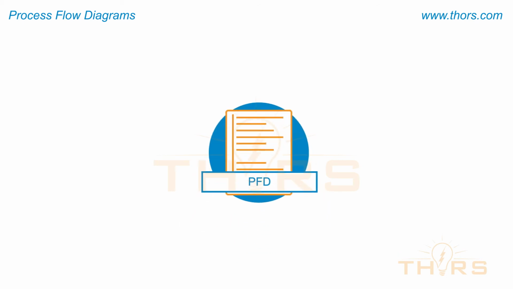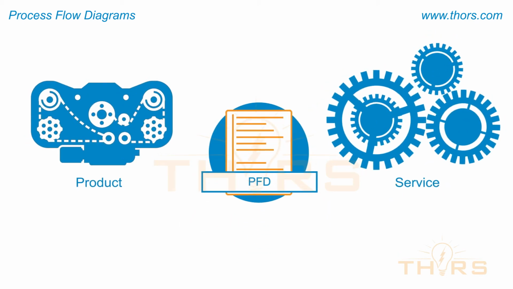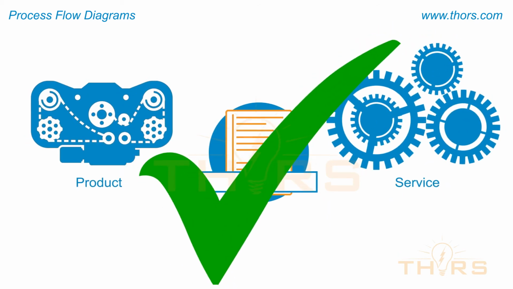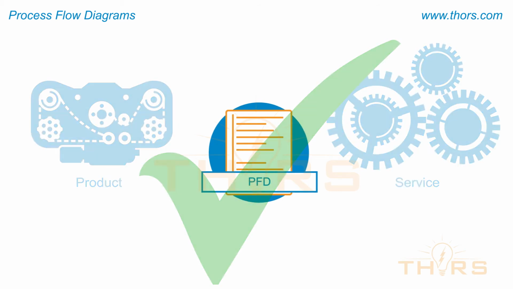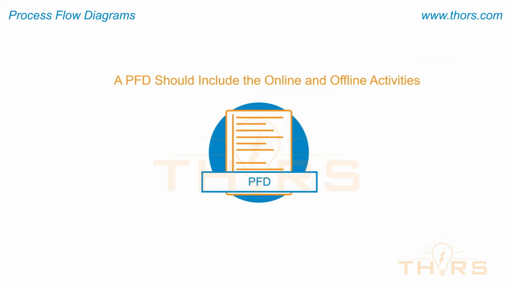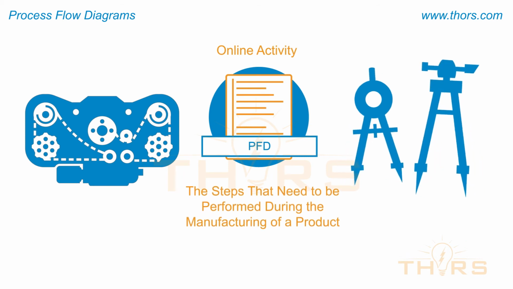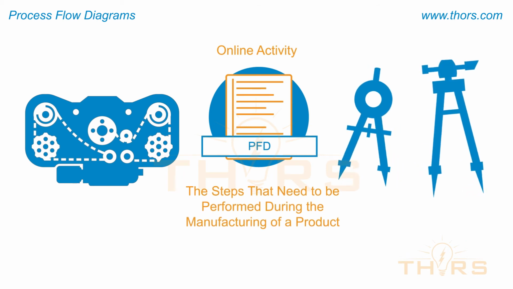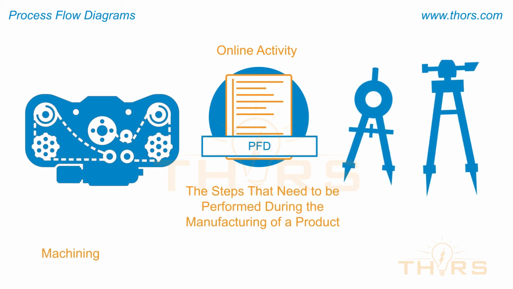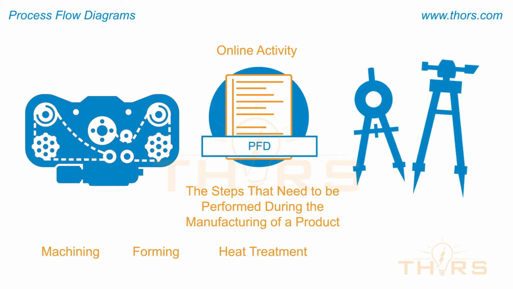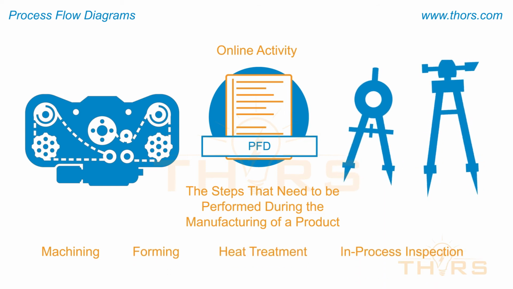PFDs help ensure every product or service provided to the customer meets all of the customer's requirements. It is important for a PFD to include the online and offline activities in a manufacturing process. An online activity refers to the steps that need to be performed during the manufacturing of a product, such as machining, forming, heat treatment, and in-process inspection.